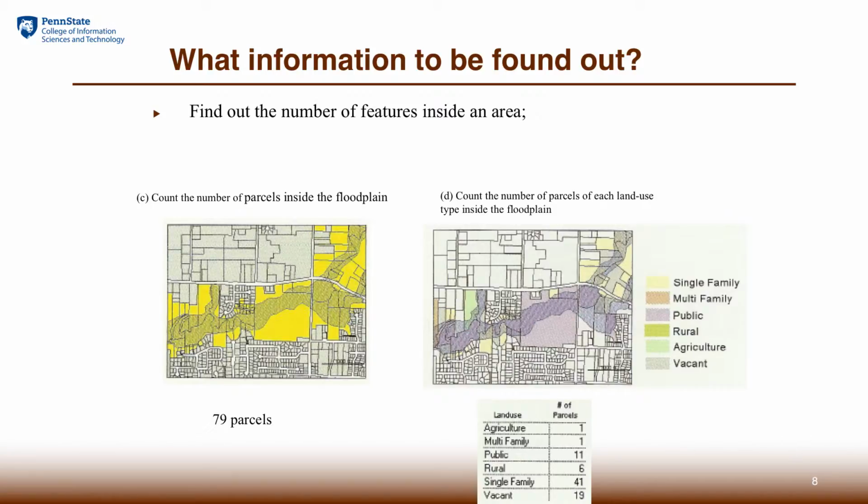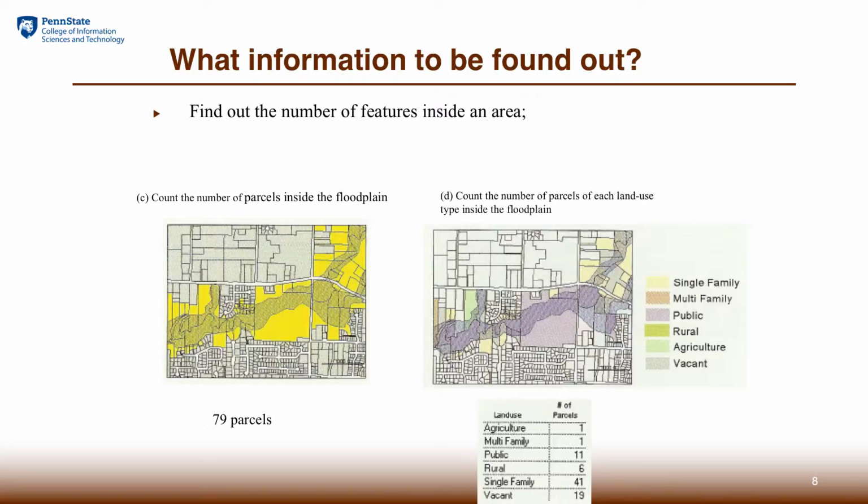The third type of analytical result you can generate is to find all the features inside the area and then count how many of them are inside. For example, you can count how many land parcels are inside a floodplain. In that case, we can output just a single number. On the map, we show there are 79 parcels actually located within the floodplain.